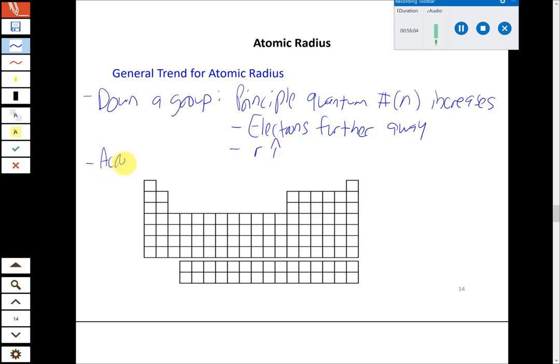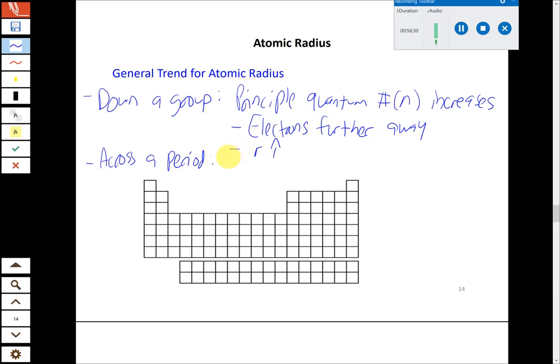As we go across a row, or a period, of the periodic table, a period is a row. As we go left to right, we're increasing the atomic number. There are really two competing effects here as we go left to right. We're adding more electrons, but we're also adding more protons. The electrons we add are all going into the same subshell, so roughly the same distance from the nucleus, but now we have more protons holding on to those electrons.